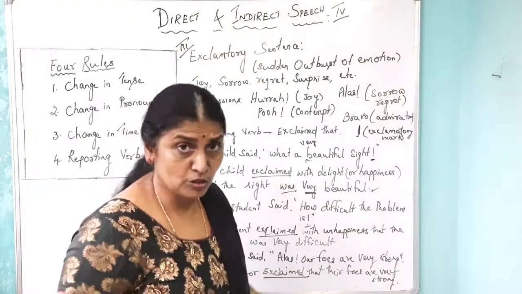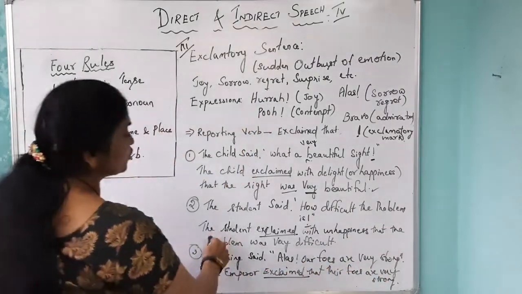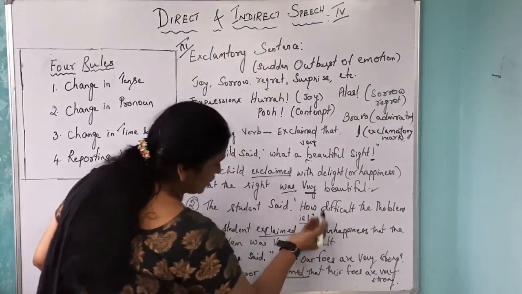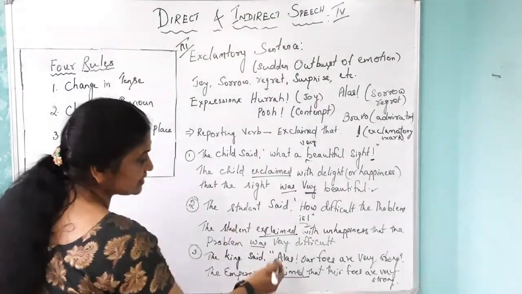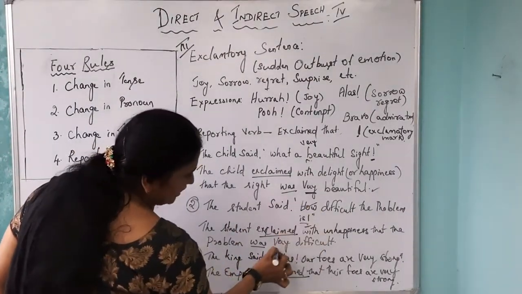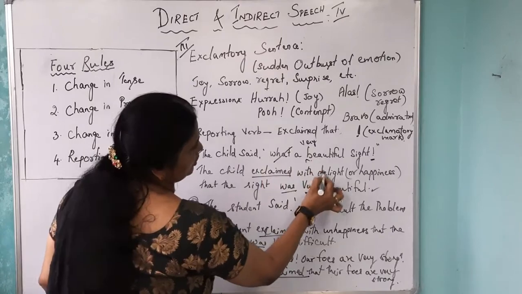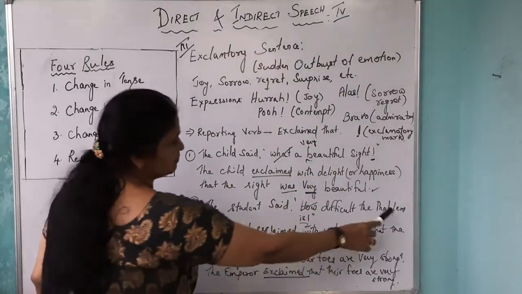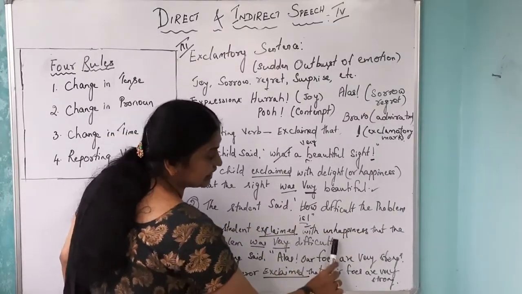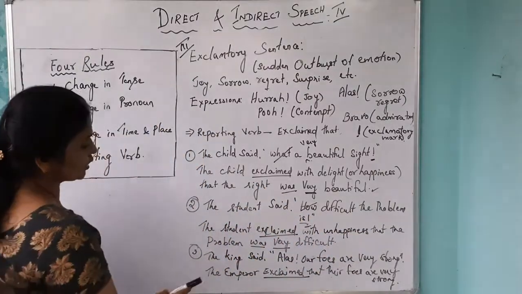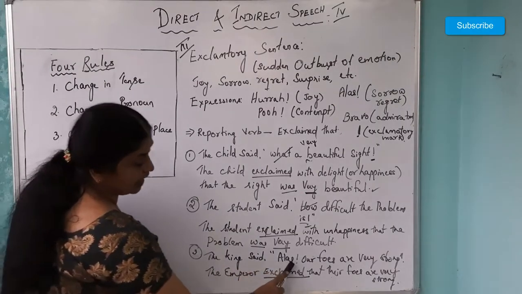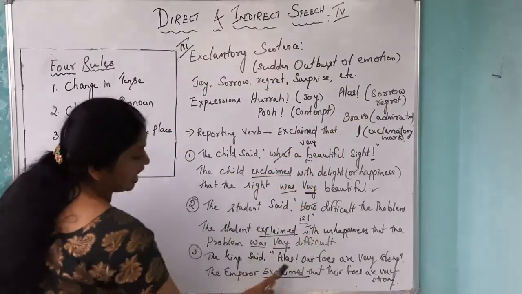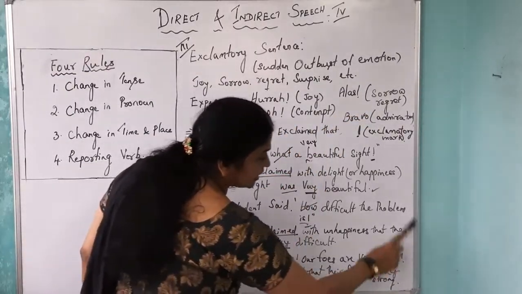Why unhappiness? Because he's finding it very difficult. So the student exclaimed with unhappiness that the problem, the verb automatically changes into past tense, the problem was, again see, instead of "how" you are writing "very." Got it? So the student exclaimed with unhappiness that the problem was very difficult. Now let's go to the third example. The king said, "Alas." Alas indicates sorrow. "Alas, our foes are very strong."